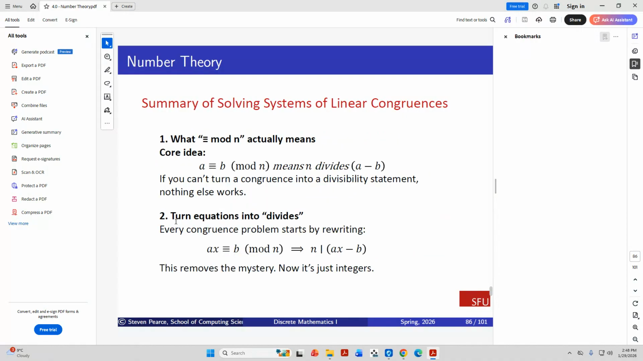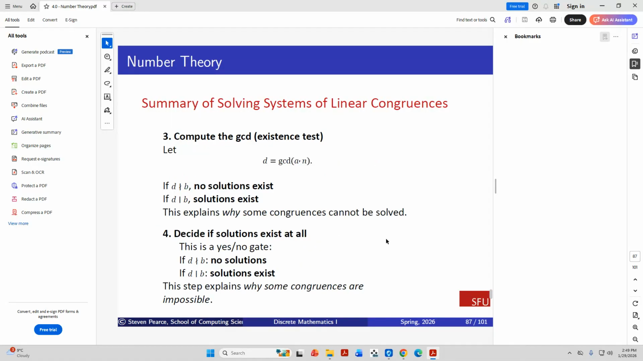Summary of solving systems. What congruent modulo n actually means: the core idea is that A is congruent to B modulo n means n divides A minus B. Turning the equation into divides is just done like this. Don't forget this. There's your linear equation, and by the definition of modular arithmetic, you have AX minus B now instead of just A minus B. So this removes the mystery. It's just integers. So that's the algorithm to first obtain inverses and then be able to solve these systems of linear congruences.